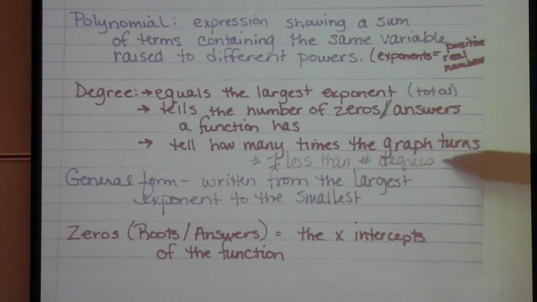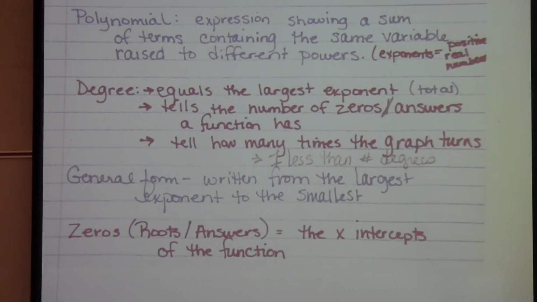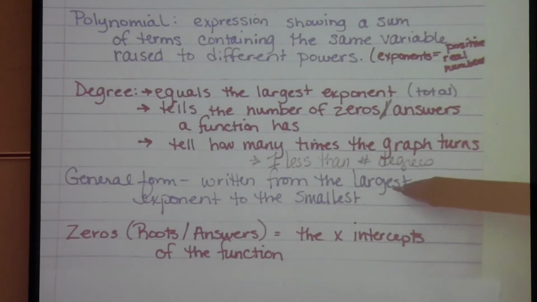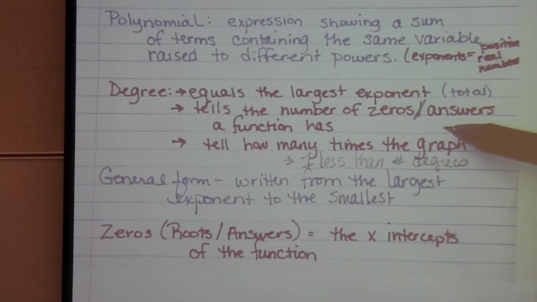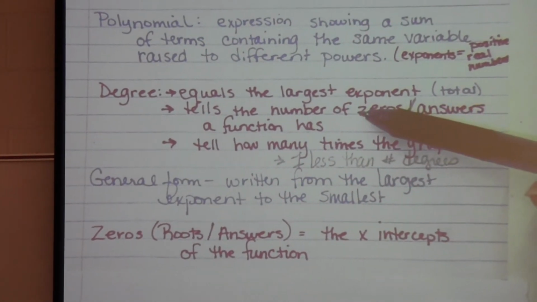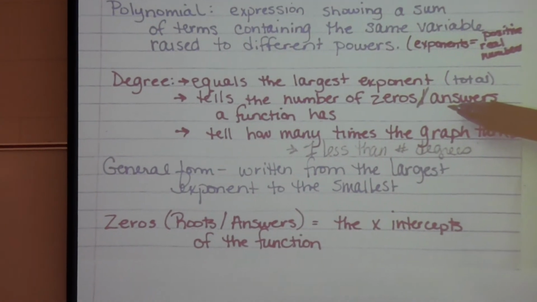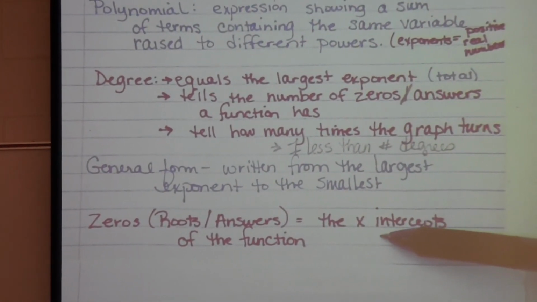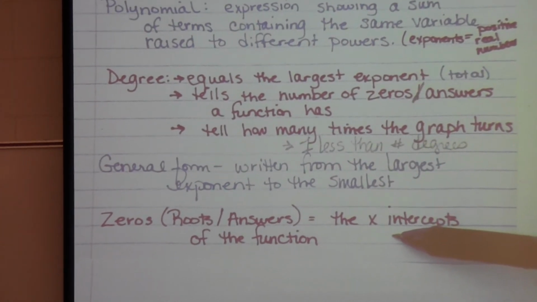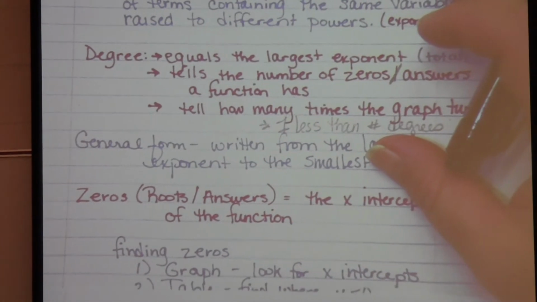So we put them in general form, which meant we lined them up from the biggest exponent to the smallest exponent. And then we look at that biggest exponent and we say, oh, well that's the degree, like in our first example, 5. So that degree then tells us the number of zeros or answers that we're going to have for that function, or how many times it crosses the x-axis. Okay? So we'll look at a couple more in just a minute.